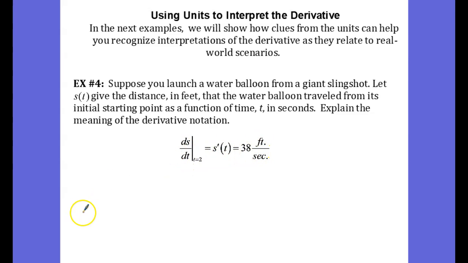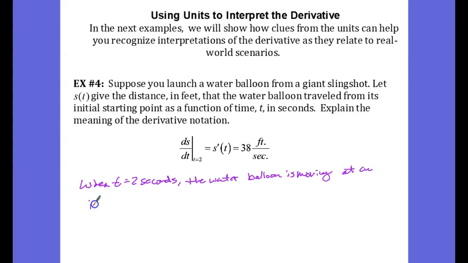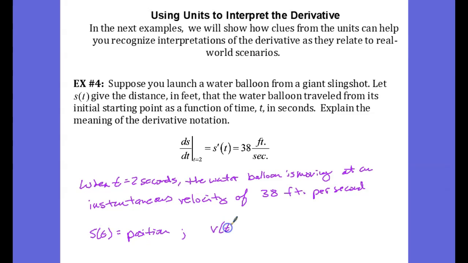And so to interpret this derivative, we can say that when t is equal to 2 seconds, the water balloon is... And so if we think about this, our ds dt is a rate of change of position. S is a position function, and so ds dt is a rate of change of position. And feet per second we definitely recognize as a velocity. And so we can say the water balloon is moving at an instantaneous velocity of 38 feet per second. So S of t is the position. V of t is equal to S prime of t, which is equal to velocity.